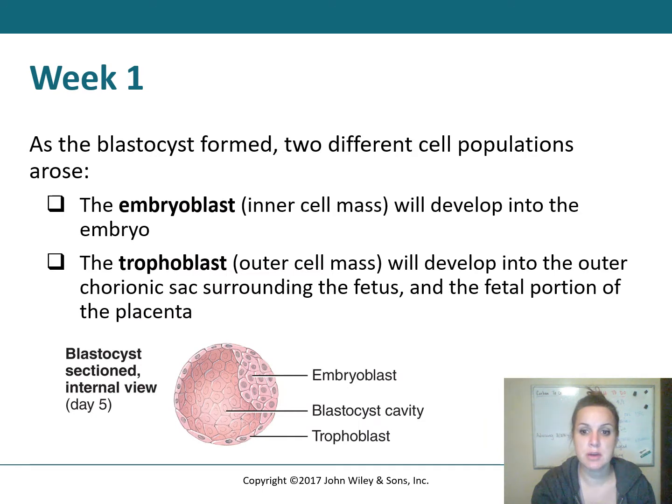What's interesting about the blastocyst is that there are now two different cell populations. The inner cell mass is called the embryoblast, and that's what's actually going to develop into the embryo. The trophoblast is the outer cell mass, and it's going to develop into the outer chorionic sac that surrounds the fetus and actually a portion of the fetal placenta.